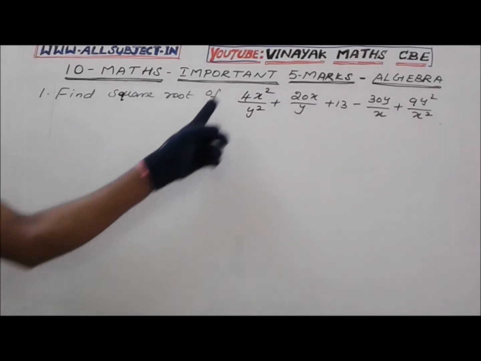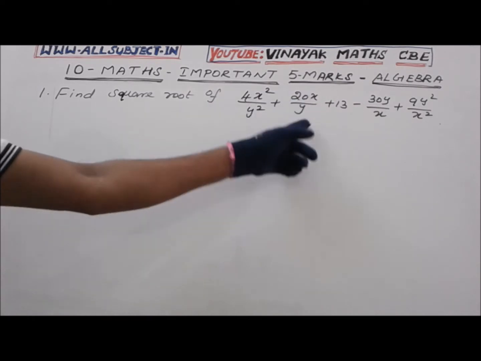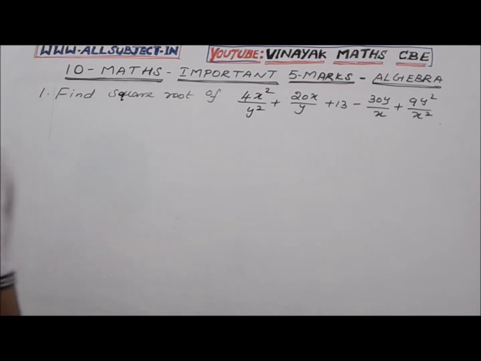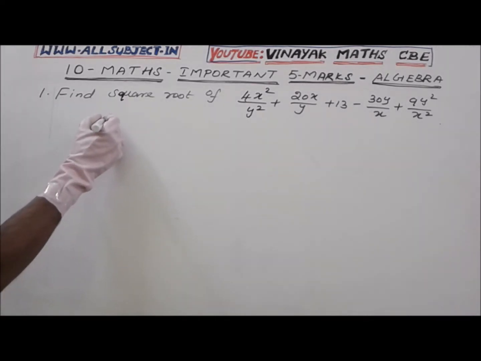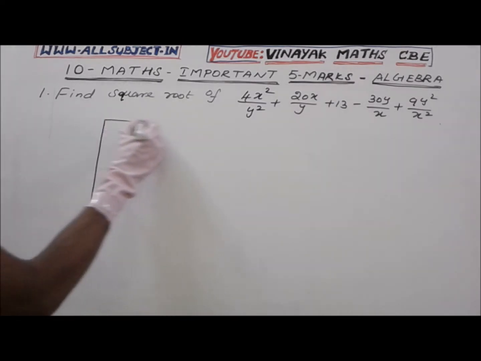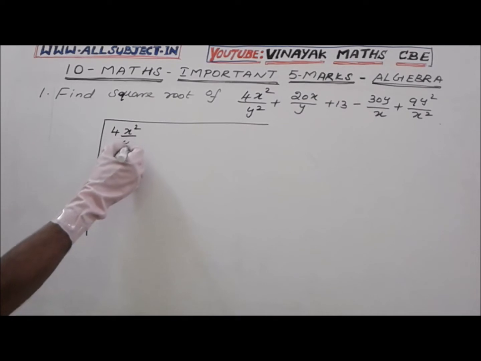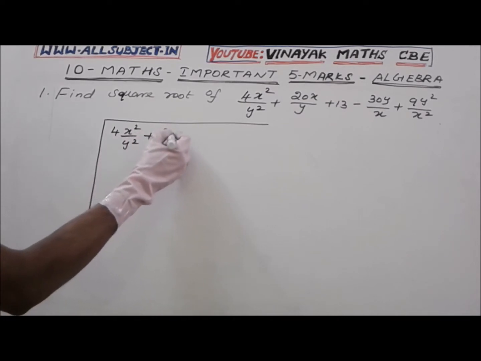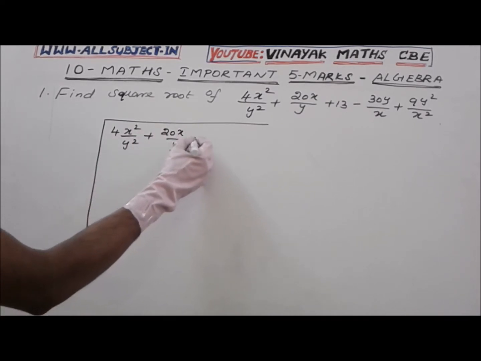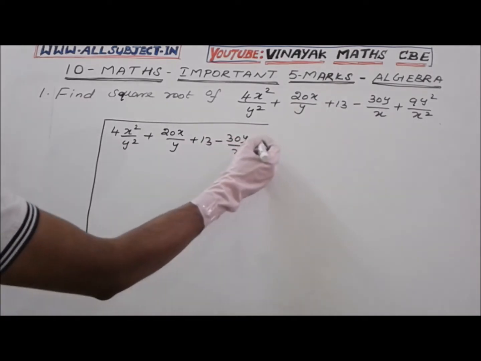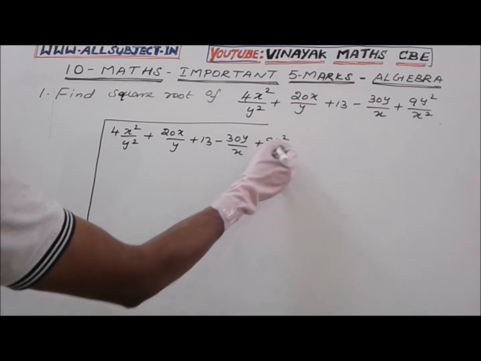Find the square root of 4x square by y square plus 20x by y plus 13 minus 30y by x plus 9y square by x square.